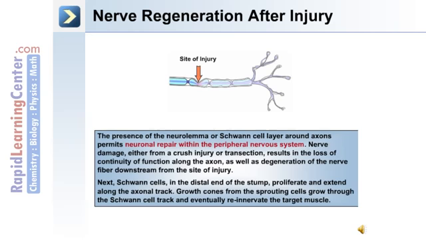Nerve damage, either from a crush injury or a transection, results in a loss of continuity of function along the axon, as well as degeneration of the nerve fiber downstream from the site of injury. After this, Schwann cells in the distal end of the stump proliferate and extend along the axonal tract. Growth cones from the sprouting cells grow through the Schwann cell tract and eventually reinnervate the target muscle.